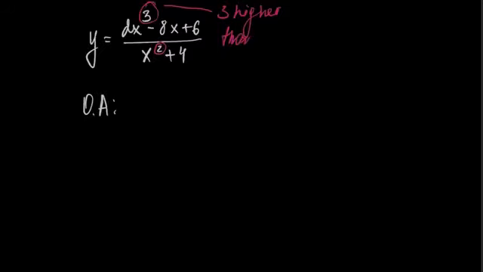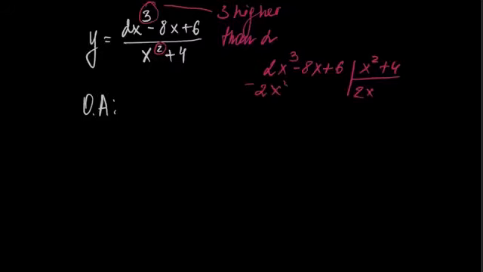So let us divide 2x cubed by x squared. That is going to be 2x. Then multiply 2x times x squared. That is 2x cubed, and 2x times 4. That is 8x, which I'm going to put here. Now let us subtract. So 2x cubed minus 2x cubed will equal 0, negative 8x minus positive 8x. That is negative 16x, and we can bring down the 6.